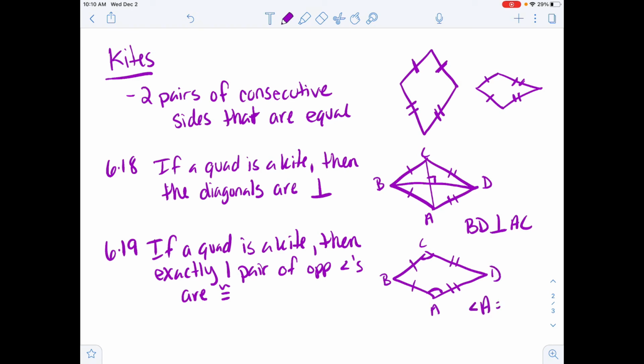Angle A is congruent to angle C. They're normally the angles that are between the sides that are not congruent. Okay, so we're going to go through a couple examples. There's just two examples for you.